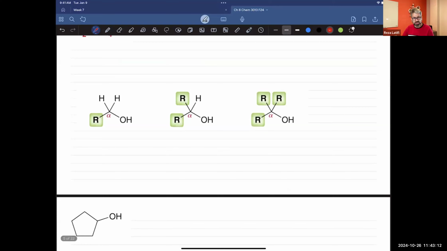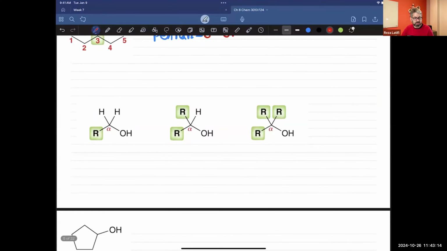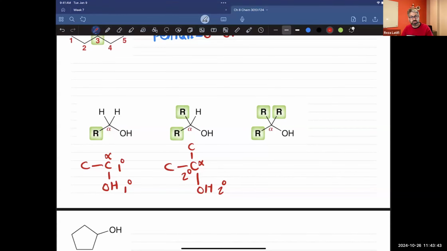Now, if your OH is attached to a carbon that's attached to only 1 carbon, that carbon is going to be a primary carbon, so we call the alcohol a primary alcohol. And if your carbon is attached to 2 carbons, it will be a secondary carbon, so the alcohol will be a secondary alcohol. I'm talking about the alpha carbon, the carbon that the functional group is directly attached to.